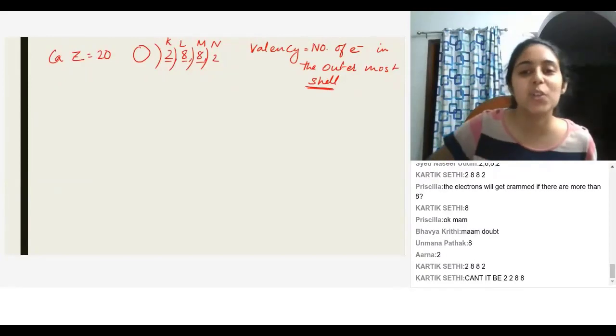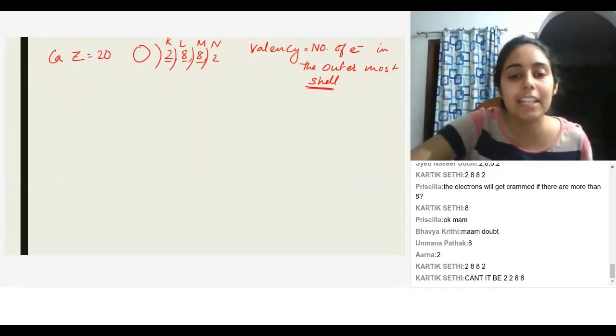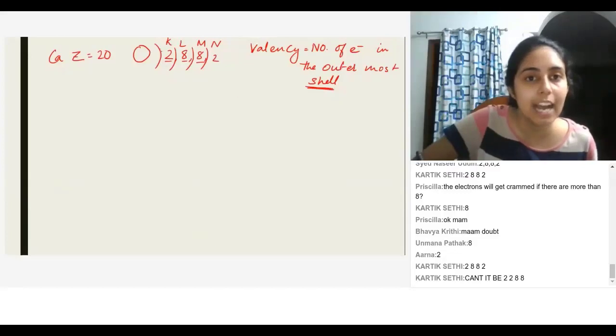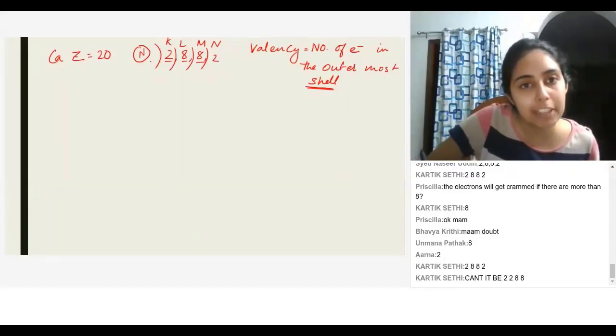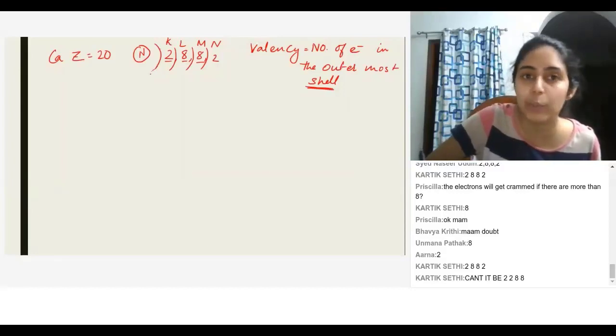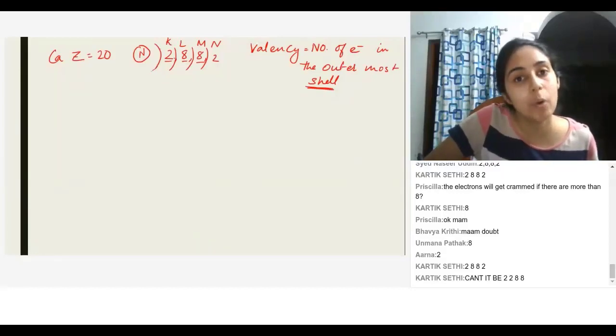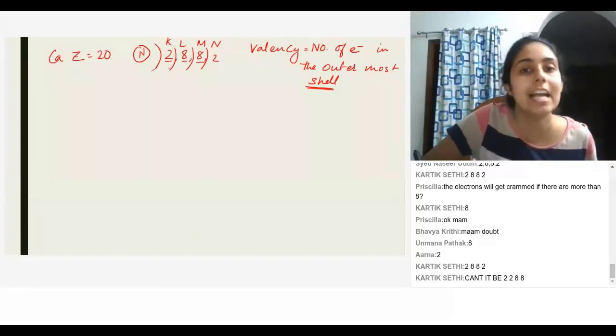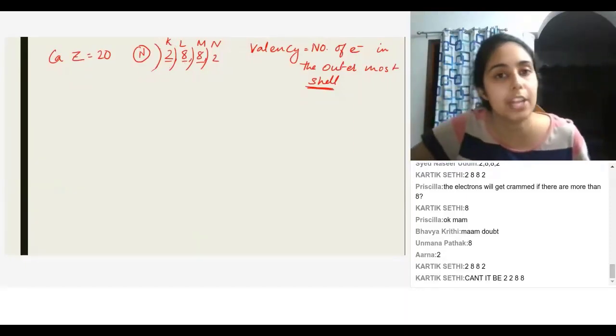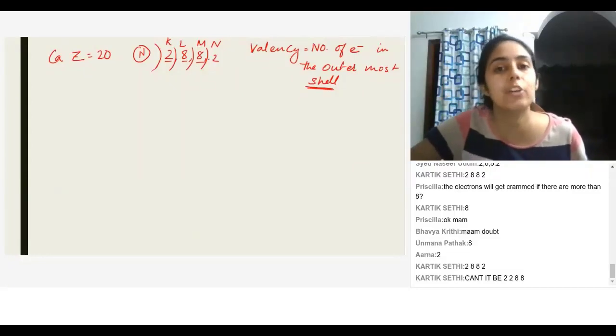Clear? So you have to start filling the electrons from the center. If this is the nucleus, I have to start filling the electrons from the center. First, I have to fill the K shell. K shell can hold only 2 electrons. L shell can hold up to 8 electrons. So I have to first fill all the 8 in the L shell. Only then I can go on to the M shell. Then I can fill 8 electrons in the M shell, and then the remaining electrons will go in the N shell.